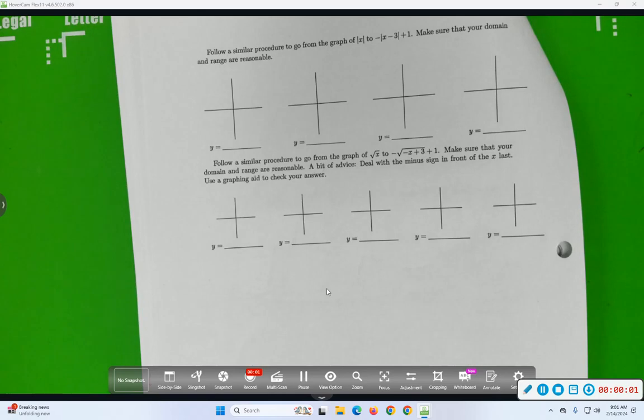Maybe I'll give you just this recap. So what did we get last time? If you know the graph of y equals f of x, then how do you get the graph of f of x plus c?